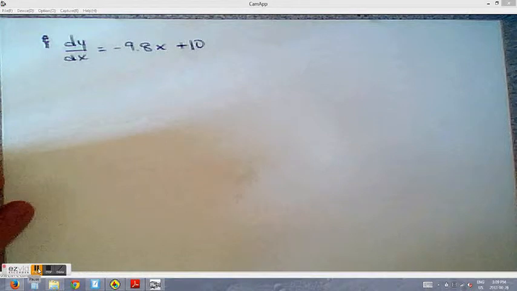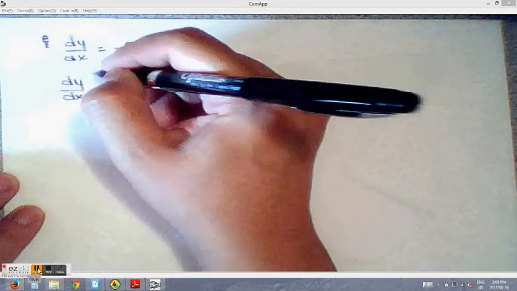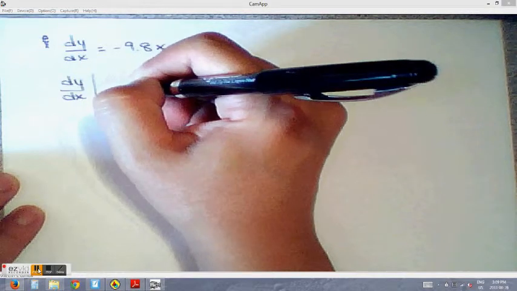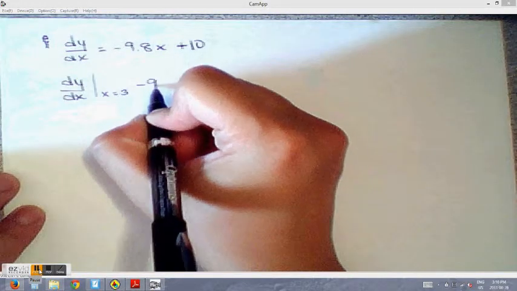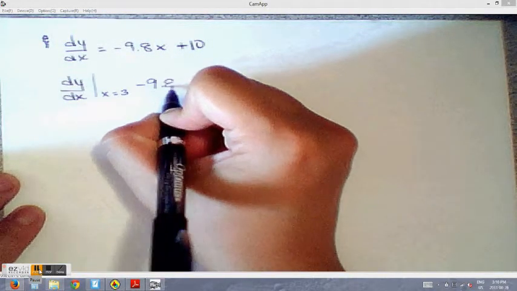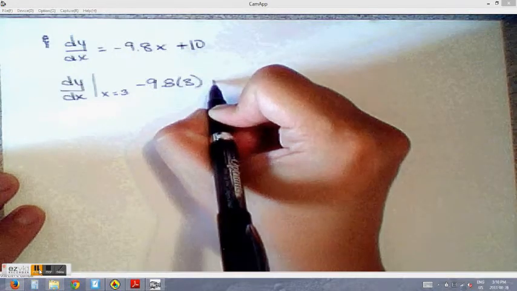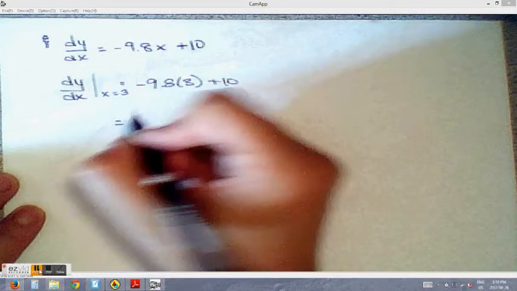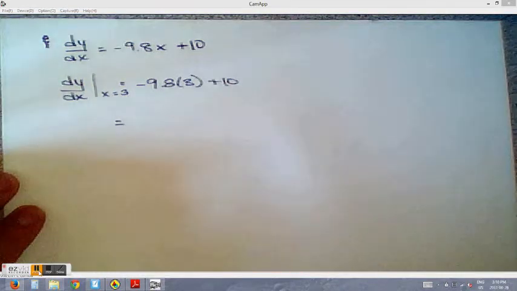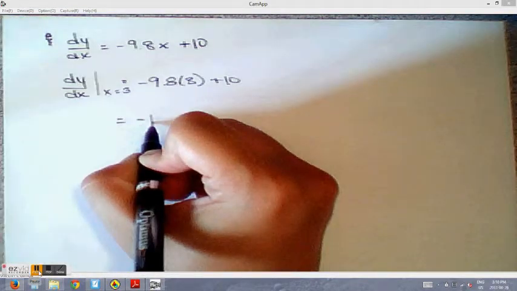So in the next part, we were supposed to evaluate dy by dx for when x is equal to 3, I believe. So what we're going to do is replace the x with 3 and evaluate it. Just use this, which gives us minus 19.4.